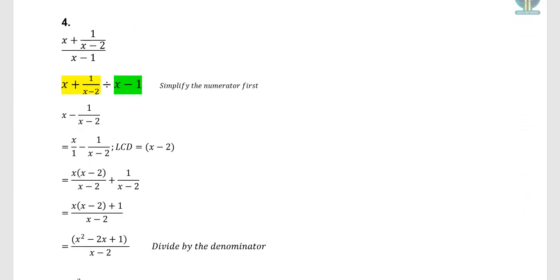Next example. This one's a little bit long, but you don't have to get intimidated. Again, just follow the process. Okay? Rewrite as division of the numerator and denominator. So x plus 1 over x minus 2, divided by, the fraction sign is just division, divided by x minus 1.